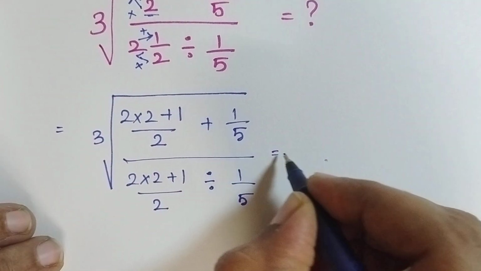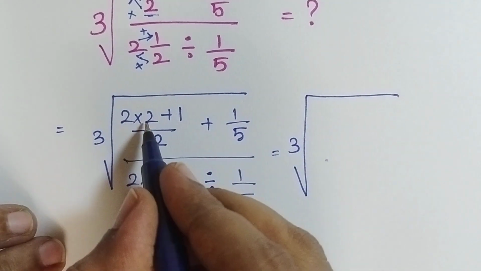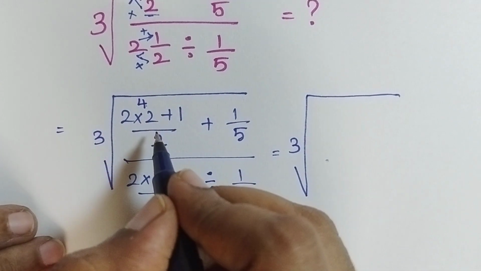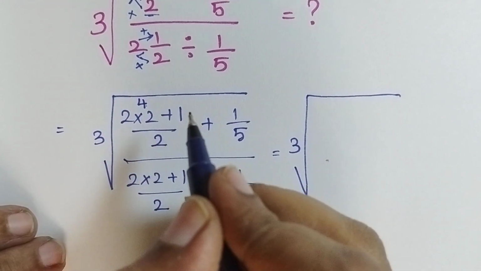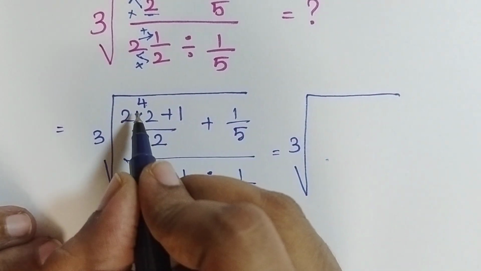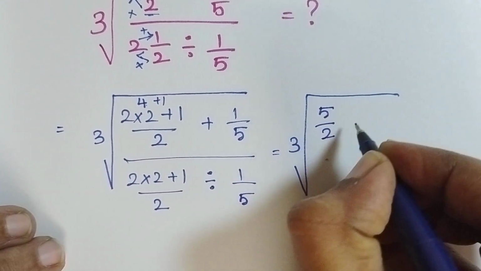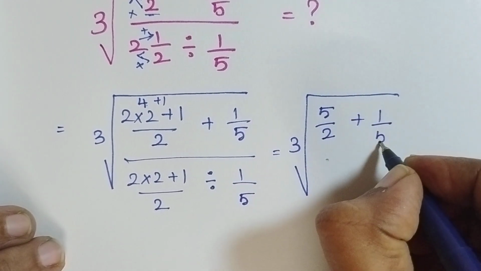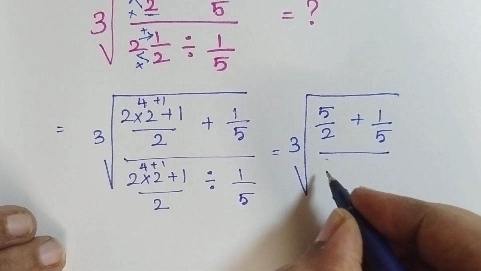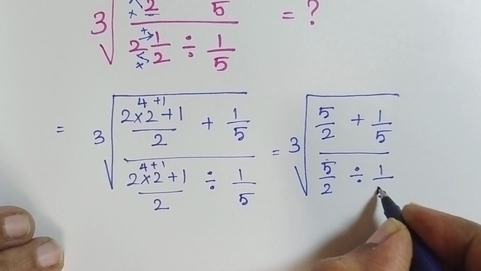So it is equal to the same cube root of 2 into 2 is 4, 4 plus 1 is 5. First we need to multiply, and after that only we need to add, based on the BODMAS rule. Please remember that, BODMAS rule. So 4 plus 1 is 5. So 5 by 2 plus 1 by 5, divided by, here also 4 plus 1 is 5, so 5 by 2, divided by 1 by 5.